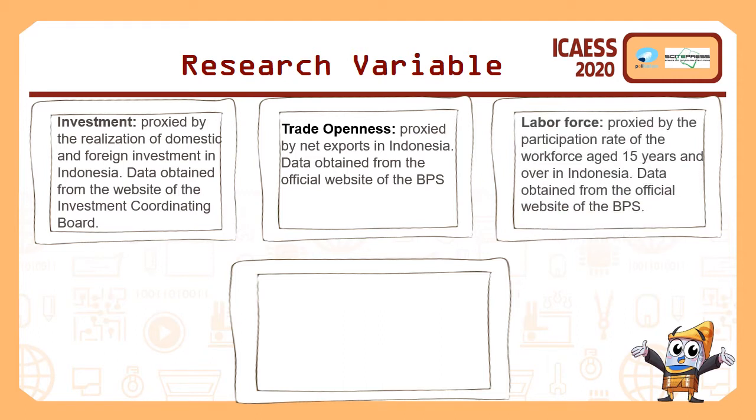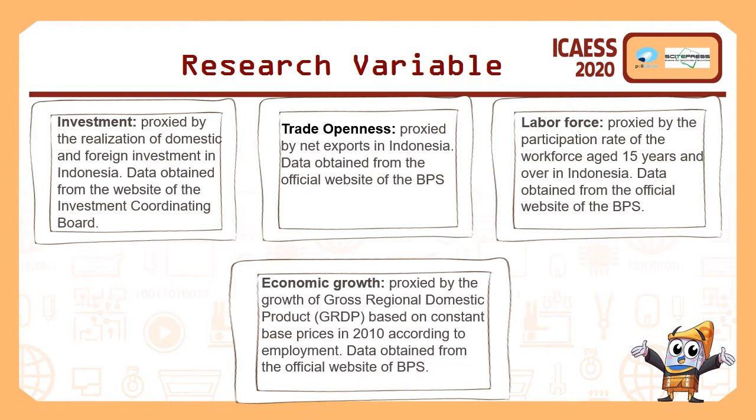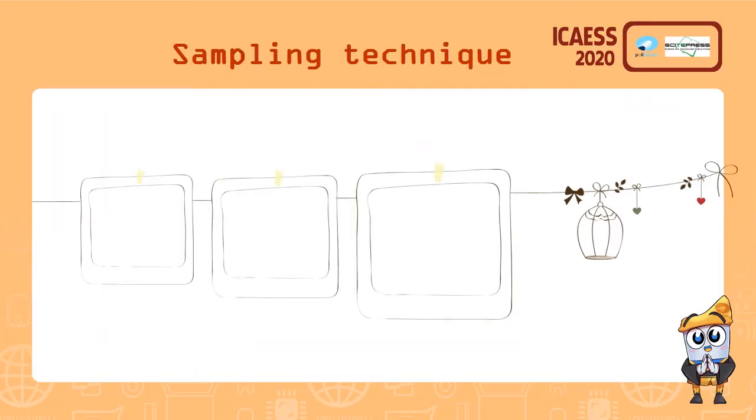Labor force is proxied by the participation rate of the workforce aged 15 years and over in Indonesia. Data obtained from the official website of the BPS. Economic growth is proxied by the growth of gross regional domestic product or GRDP based on constant base price in 2010 according to employment. Data obtained from the official website of BPS.